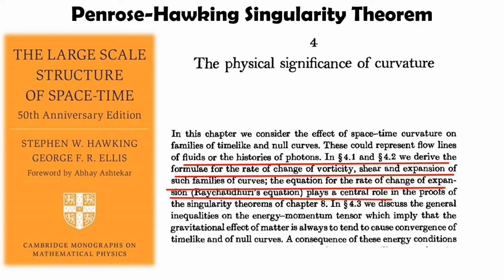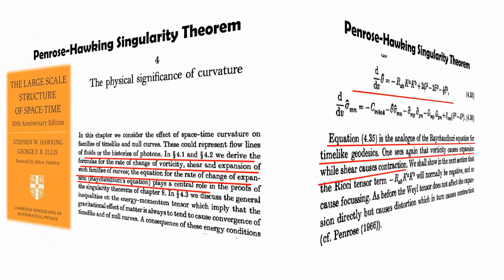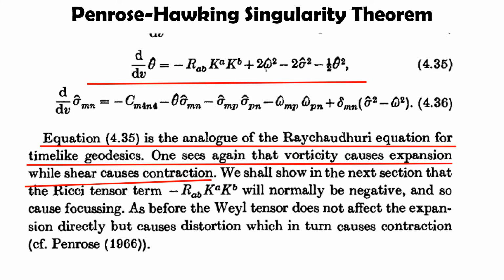So in chapter number 4, Professor Hawking first quotes the rate of change of vorticity, which is the rotation, shear, and expansion of such families of curves. The equation of the rate of change plays a central role in the proofs of the singularity theorem. Also, you see here, he writes that equation so and so is the analog of the Raychaudhuri equation for timelike geodesics. One sees again that vorticity, that is the rotation, causes expansion, while shear causes contraction.